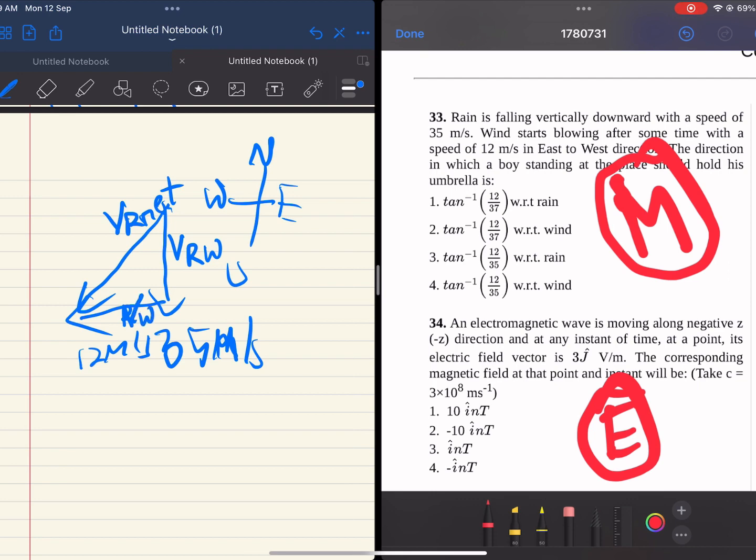Tan theta is nothing but velocity of the wind by velocity of rain with respect to the wind. Velocity of rain with respect to the wind is 35 meters per second. Velocity of wind is 12, so 12 by 35. So theta is tan inverse 12 by 35 with respect to the rain, not with respect to the wind. Why do you say with respect to the rain? Because the rain is vertical and the wind is horizontal. It will be tan inverse 35 by 12 with respect to the wind.